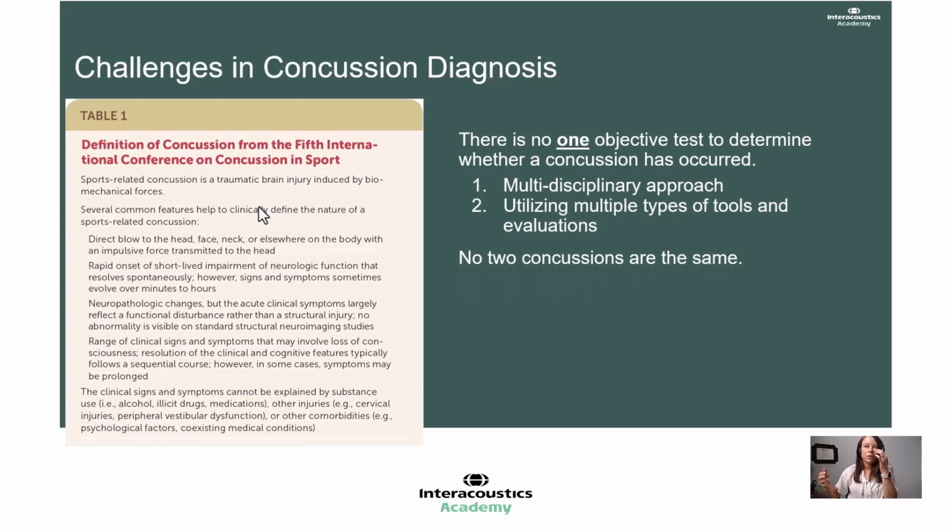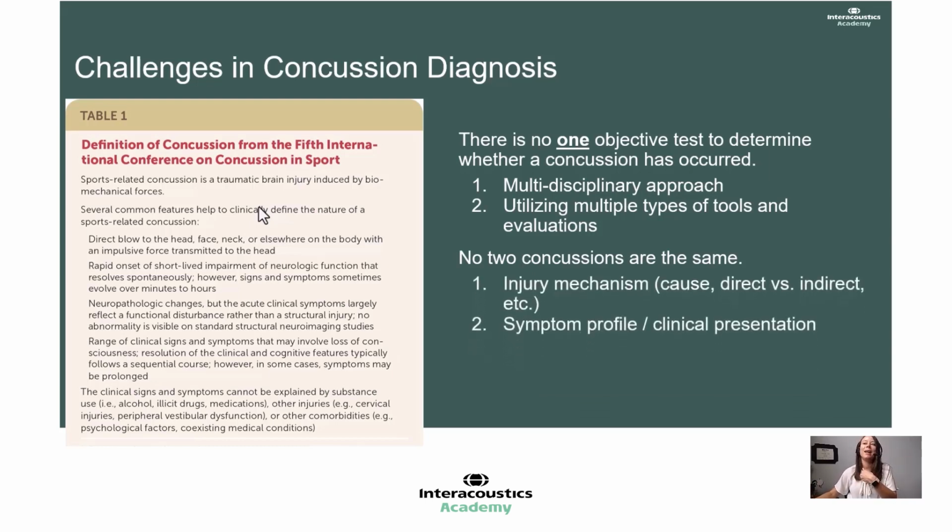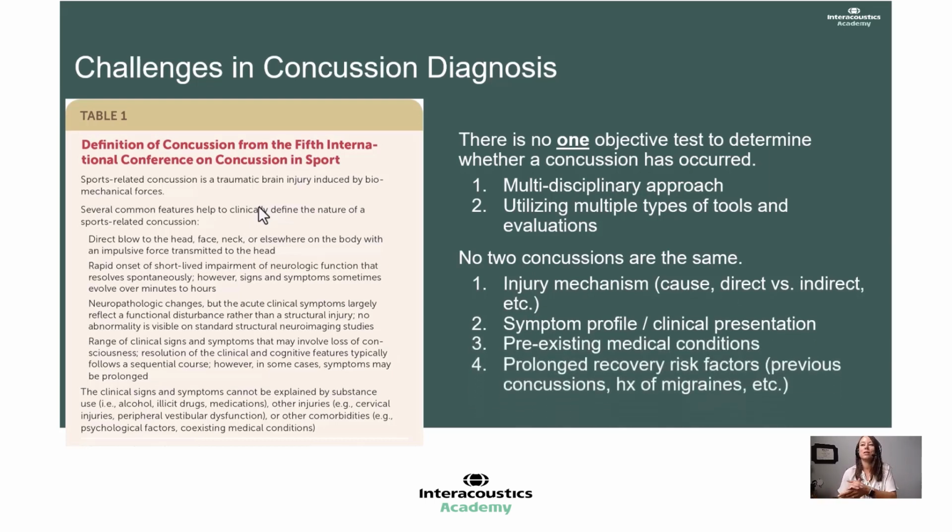It's also been difficult to say whether a concussion has occurred in many populations because no two concussions are the same. So depending on the type of injury, the force, whether it was a direct or indirect hit to the head, what symptoms they're presenting with, what pre-existing medical conditions and other risk factors are in their past, all of these play a role in the clinical presentation of that patient.